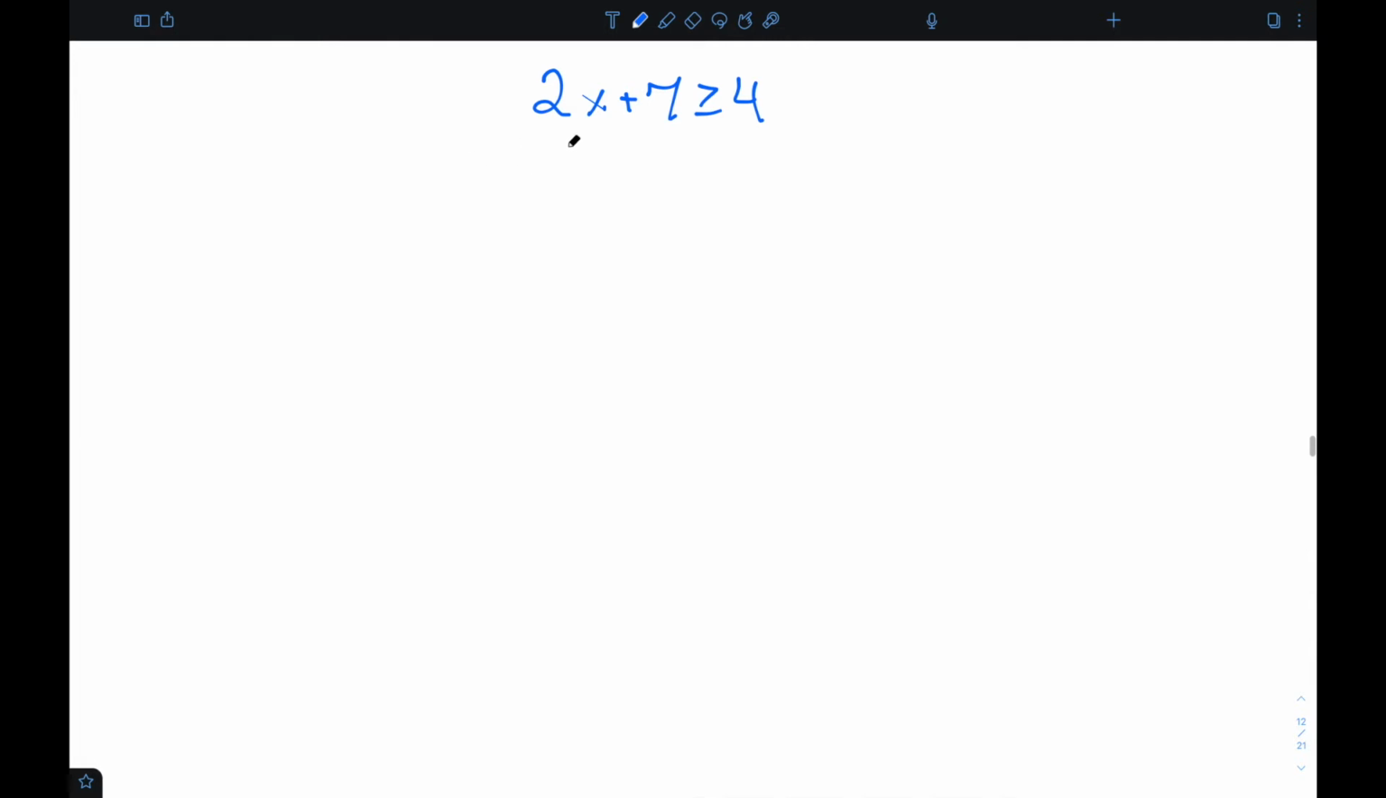Let's start with the inequality 2x plus 7 is greater than or equal to 4. When solving an equation, the first step would be to subtract 7 from both sides. That gets me that 2x is greater than or equal to negative 3. We can then divide both sides by 2, and since that's positive, we end up with x is greater than or equal to negative 3 over 2.